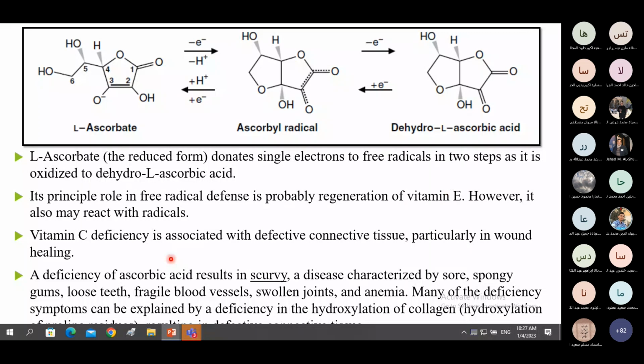And lastly, a deficiency of ascorbic acid will cause scurvy, اللي هو مرض الاسقربوط. So deficiency of ascorbic acid results in scurvy, a disease that causes sore, spongy gums, loose teeth, fragile blood vessels, and swollen joints, and may also cause anemia. All of these symptoms can be explained by deficiency of hydroxylation of collagen, hydroxylation of proline residues, which results in defective connective tissue.